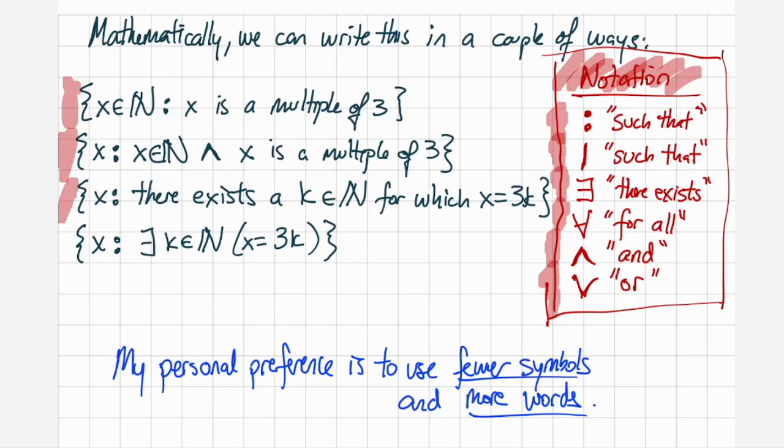This third one is mostly words. We can read it: the set of x such that there exists a k in the natural numbers for which x is equal to 3k. Right, we would want x to be a multiple of 3, so it's some number times 3. And if we wanted to put that fully into symbols, we could have the last line here, which says exactly the same thing. The set of x such that there exists a k in N for which x is equal to 3k. My personal preference is to use fewer symbols and more words because I feel like it's a little bit clearer.